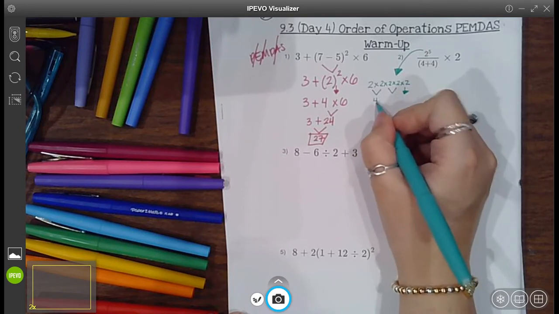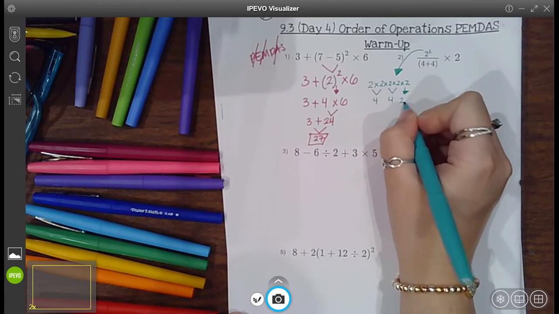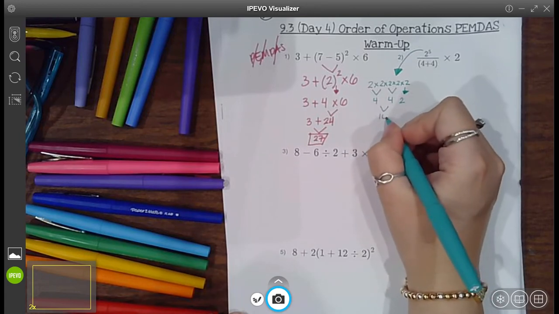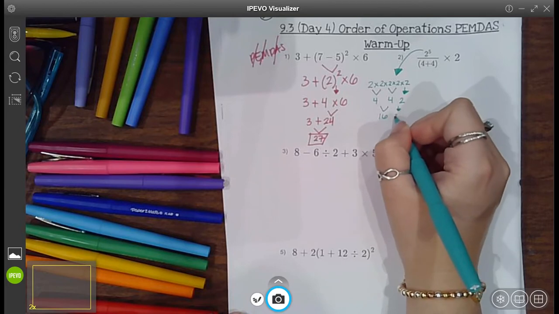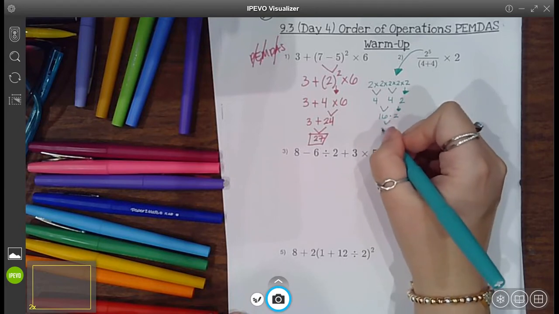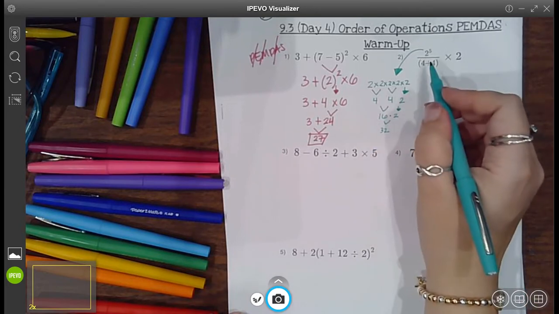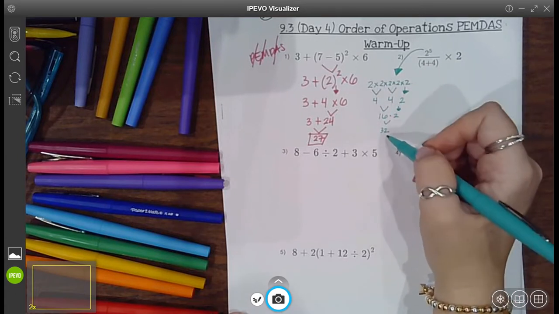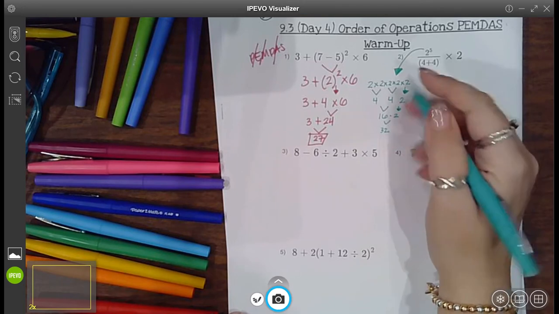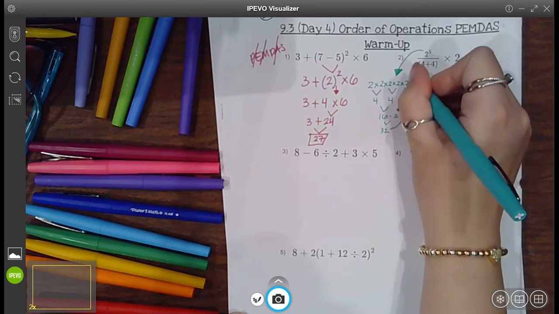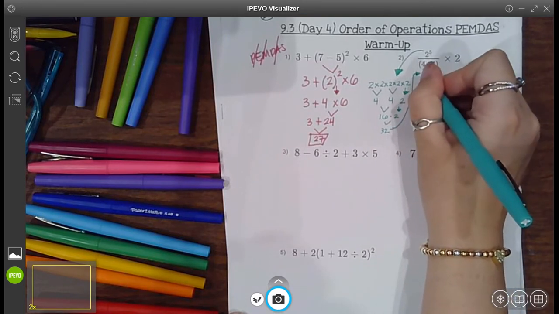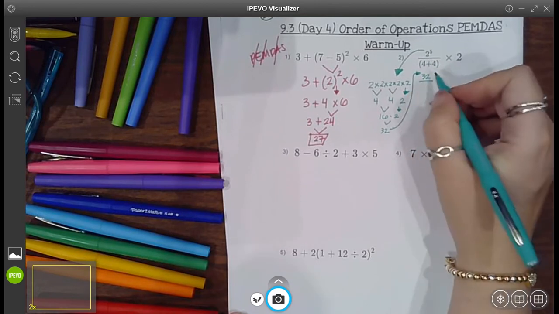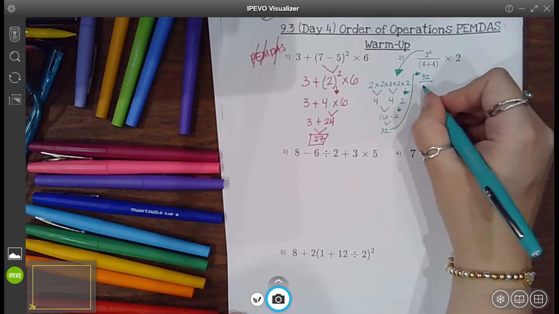So 2 times 2 is 4, 2 times 2 is 4, bring down that guy. 4 times 4 is 16, bring down that guy. 16 times 2 is 32. So that means that 2 to the 5th power, or 2 times 2 times 2 times 2 times 2, is the same thing as 32. So that now represents the top numerator. And then for the denominator, 4 plus 4 is 8.